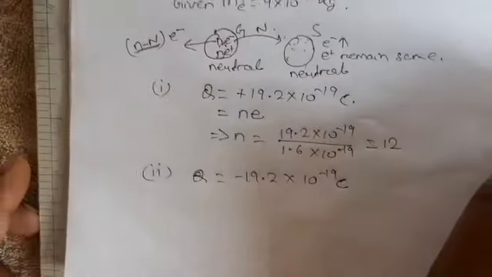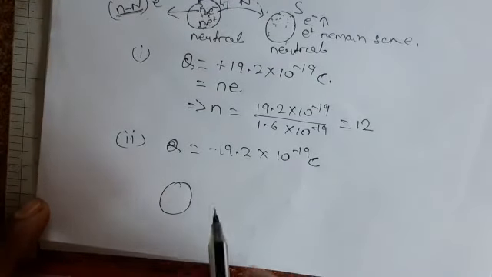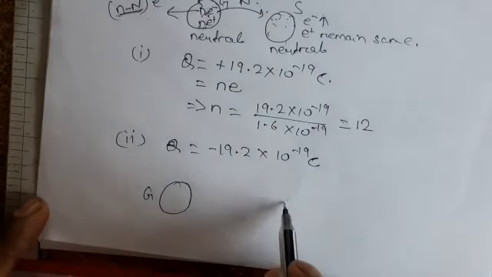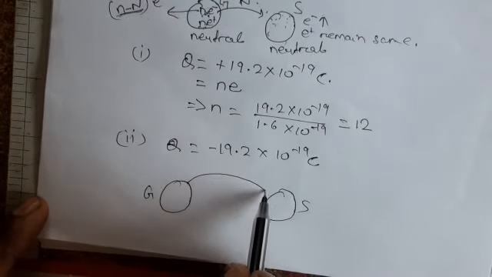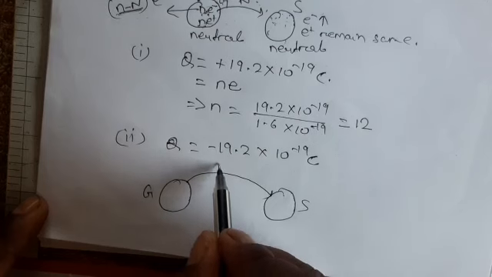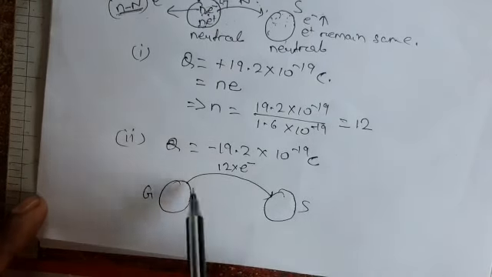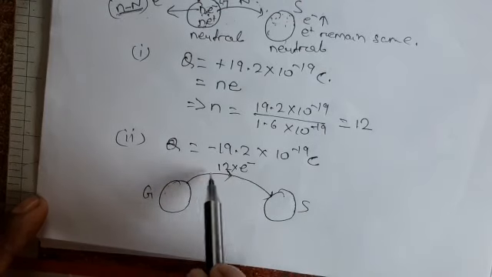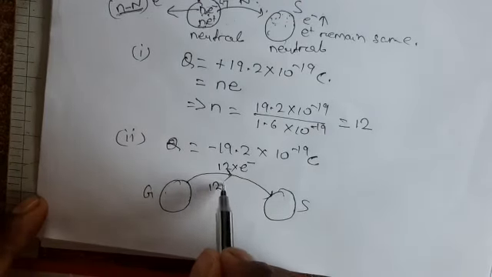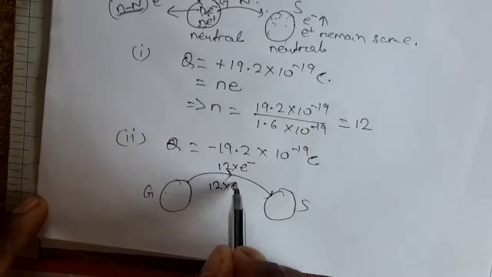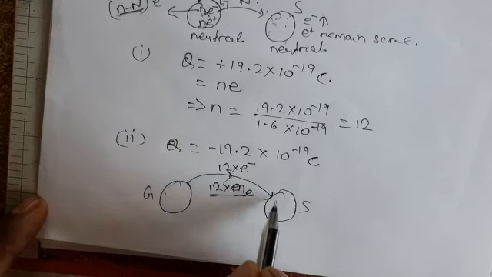See, I am telling that this is glass, this is silk. Electrons are transferred from glass to silk. How many electrons? 12 electrons are transferred from glass to silk. Definitely the mass of 12 electrons is transferred from glass to silk.